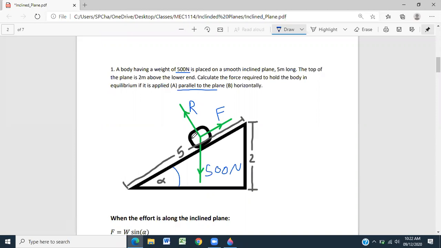Something we already know: three forces in equilibrium make a triangle. So let's try and make a triangle. This here is parallel to the plane, and this is perpendicular to the plane. So this here should be a right angle, shouldn't it? So let's bring that out. Here we have R. Here we have F.